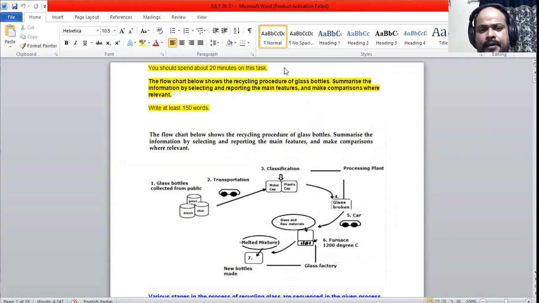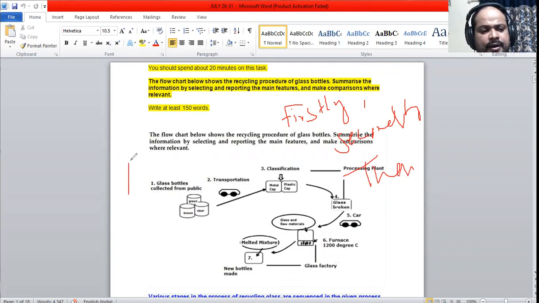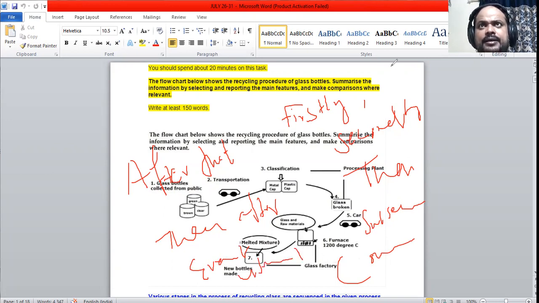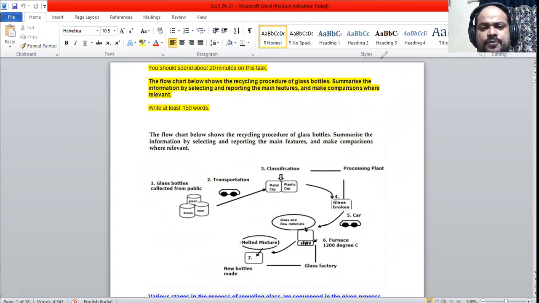See, for example, I go with first or firstly, secondly, then, after that, then after, subsequently, consequently, eventually, ultimately, simultaneously. All these things are sequential words which are very vital here in our flowchart or in our process diagram.